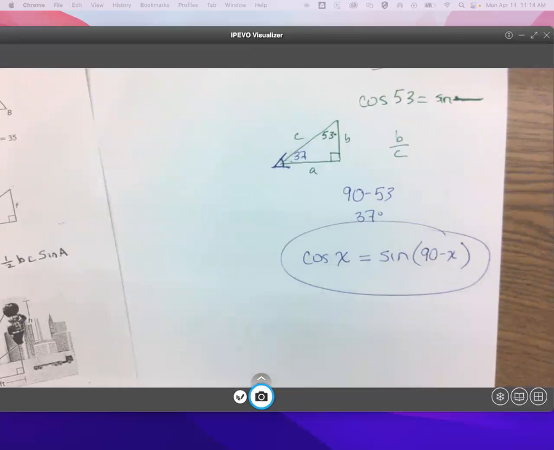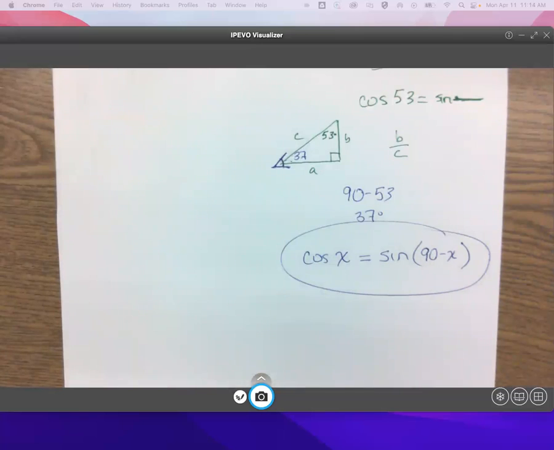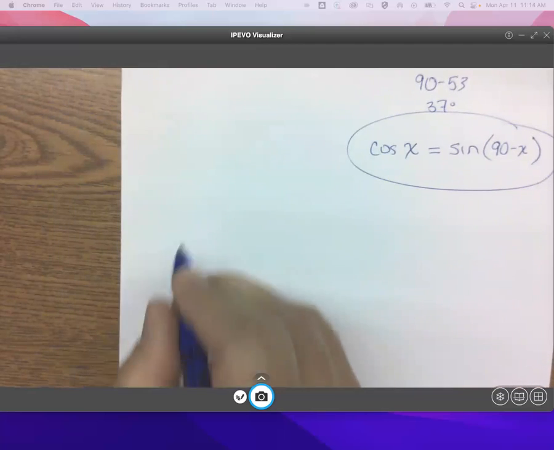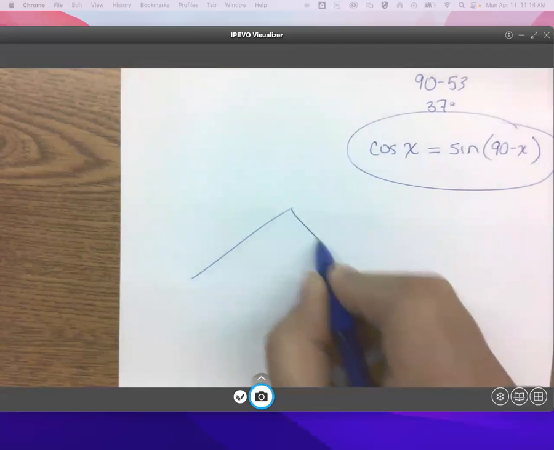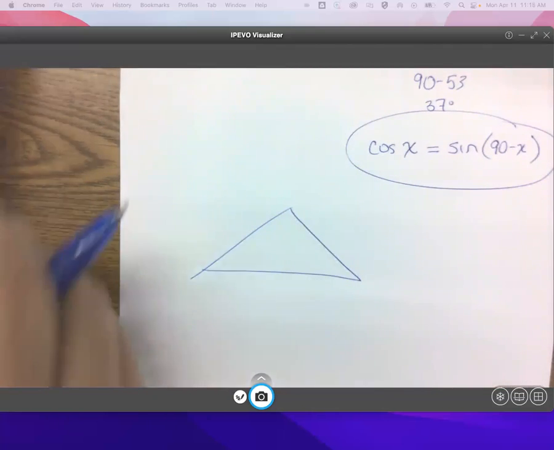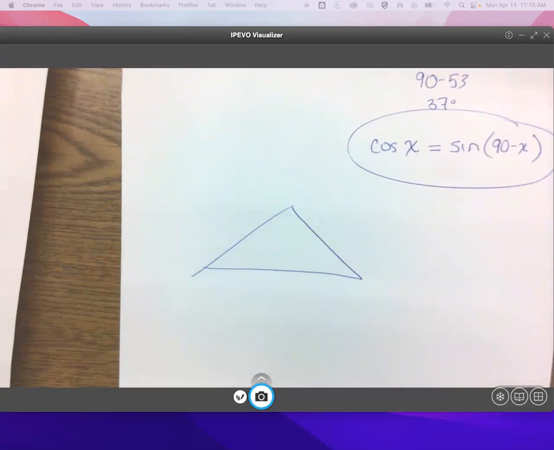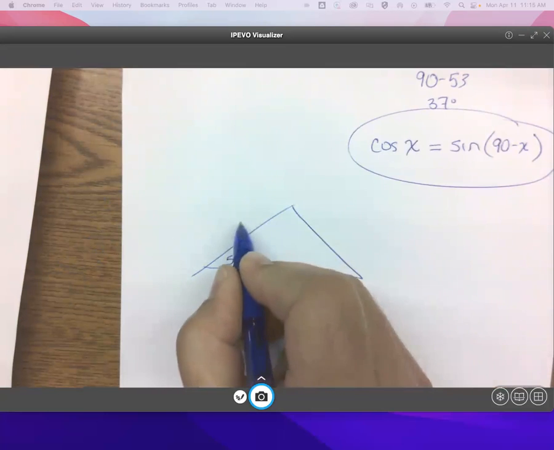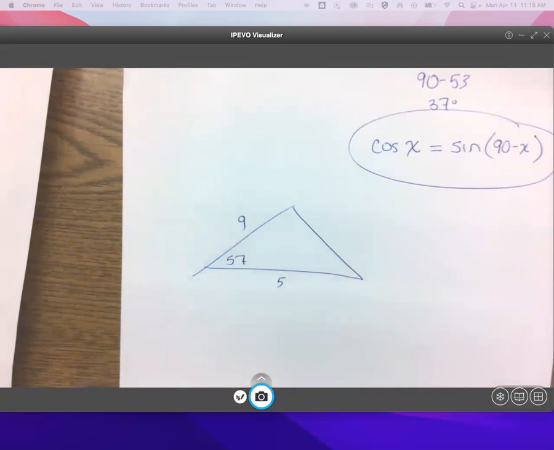14, 15, and 16 you should be fine with. 17 also asks for a new formula. It's just a plug and chug formula. So I'm just going to derive it for you quickly. What it says is find the area of a triangle that's not a right triangle. So if this is 57 and this is 9 and this is 5, how could we possibly find the area of that triangle?